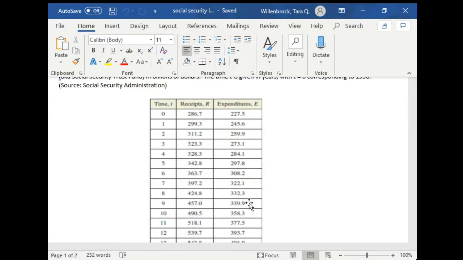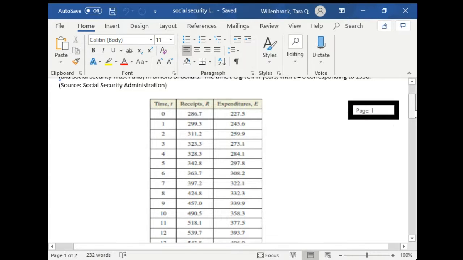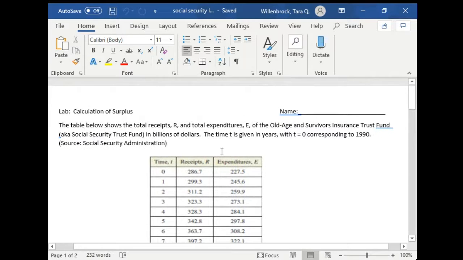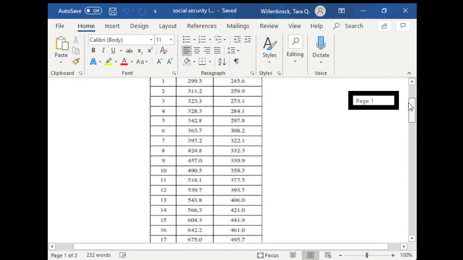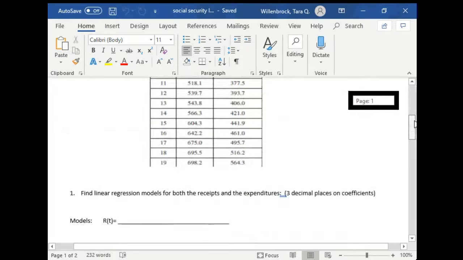And what we would be hoping, obviously, is that whatever money we're taking in, the money we're paying out is less than that, so that there's some kind of difference, some kind of buffer, surplus, okay, over time. So what we have is data starting from 1990, going up to 2009.